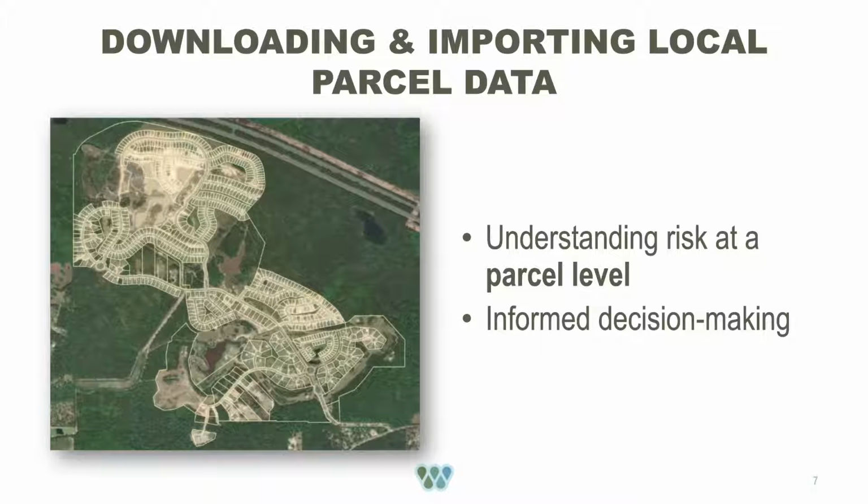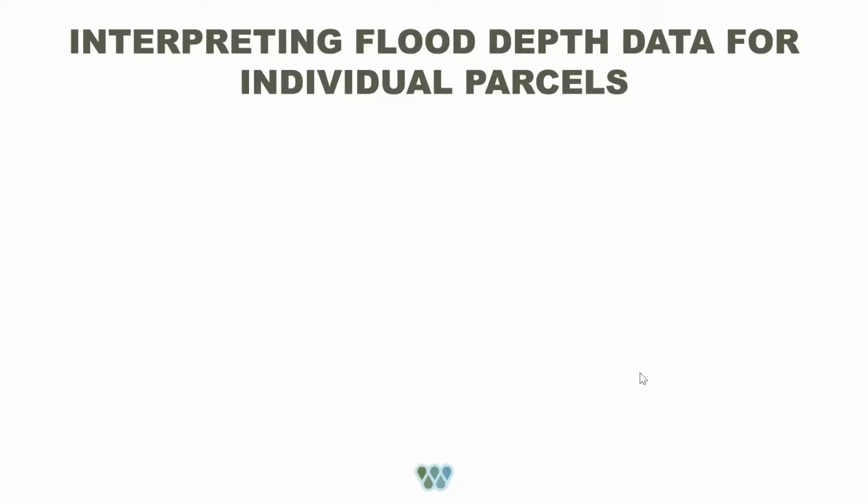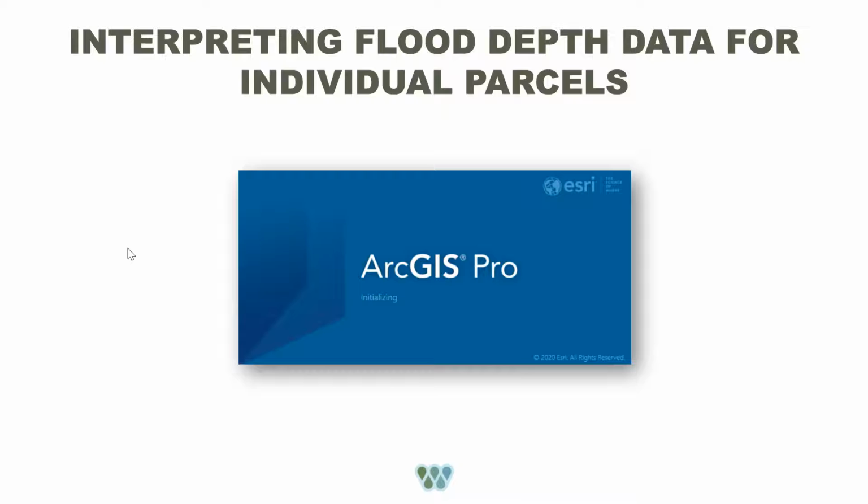Again, it may also be helpful to use a world imagery base map or a world imagery hybrid base map. This allows for better spatial understanding for local stakeholders when presenting them with BLE data. In this next part of the video, we will walk through the discrete steps a planner can take in ArcGIS Pro to view and interpret flood depth data at the individual parcel level.